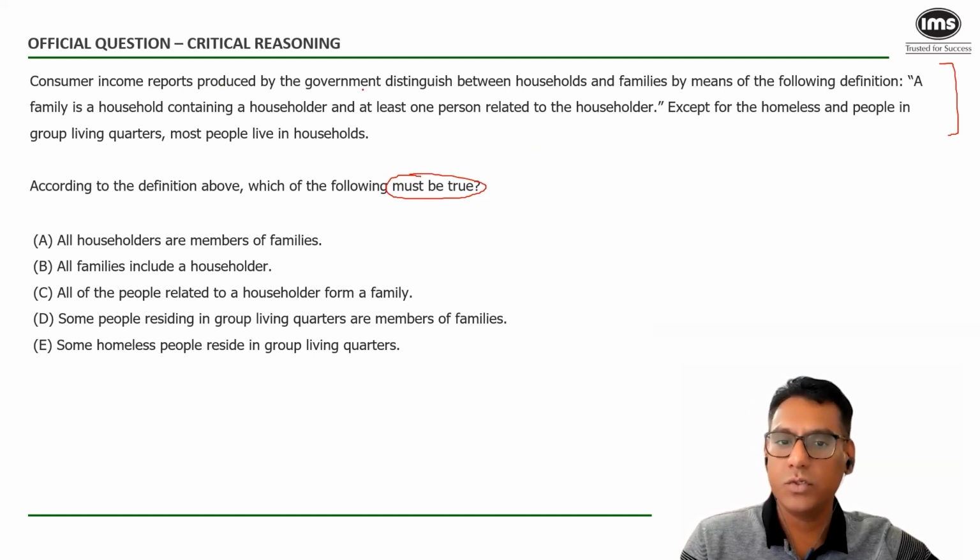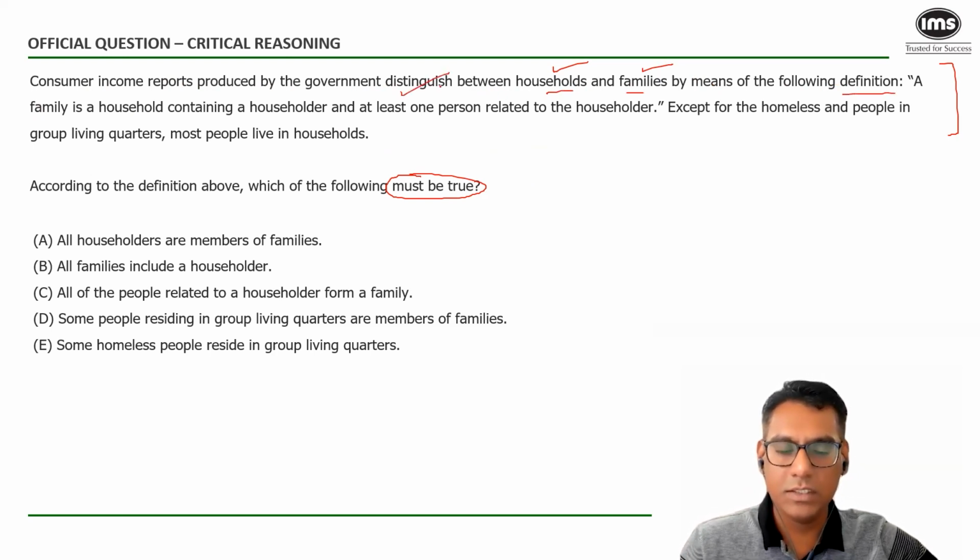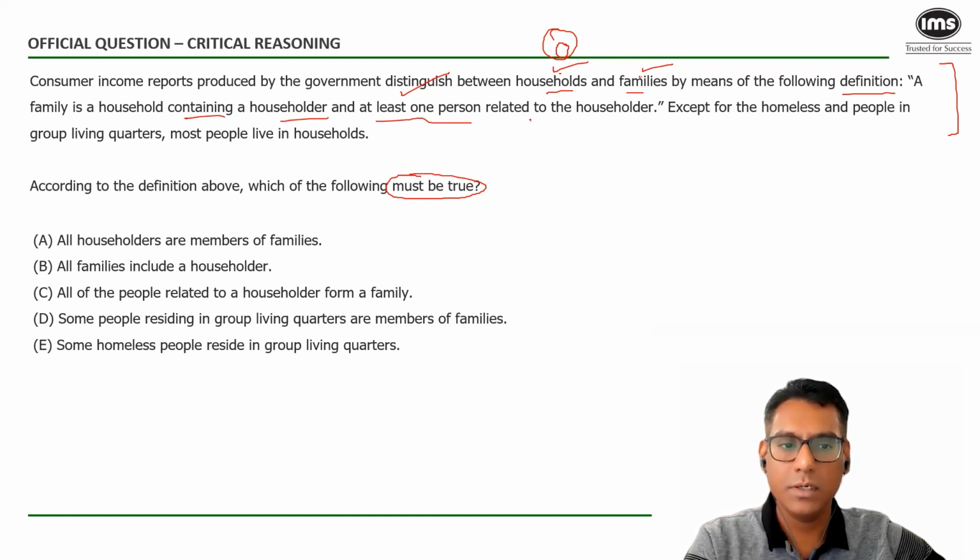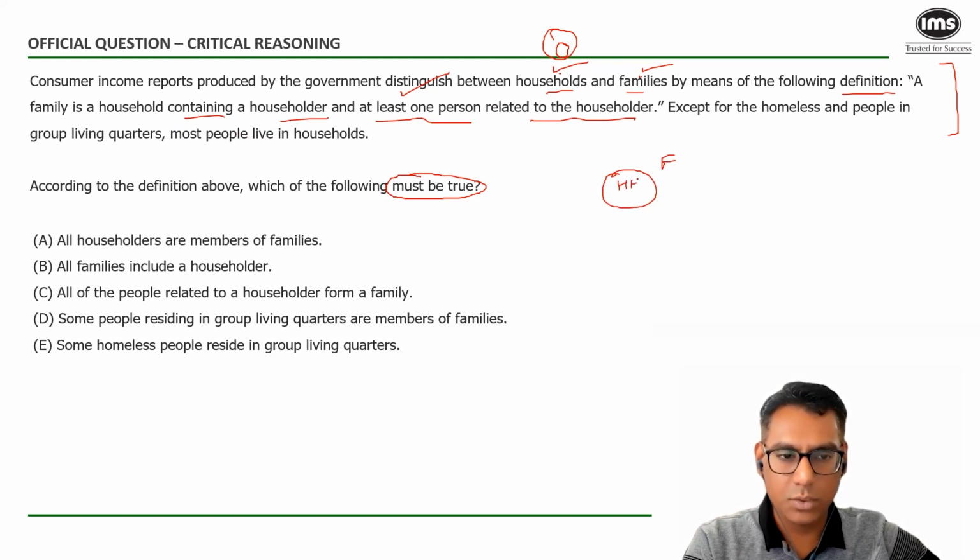Consumer income reports produced by the government distinguish between households and families by means of a particular definition. So there are these two terms, and there is some particular definition that allows you to distinguish between the two. What is that definition? A family is a household. That means households are a superset, and family is a particular type of household. What type of household? A household containing a householder and at least one person related to the householder. So if this is the family, there has to be a householder plus one relative.